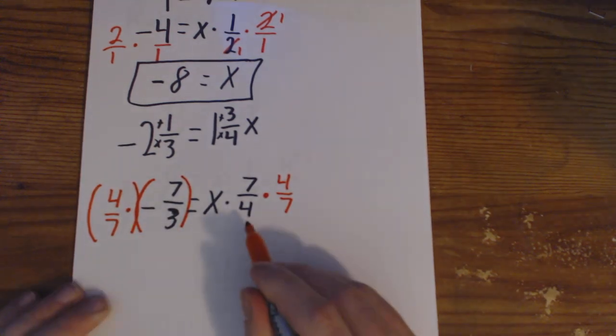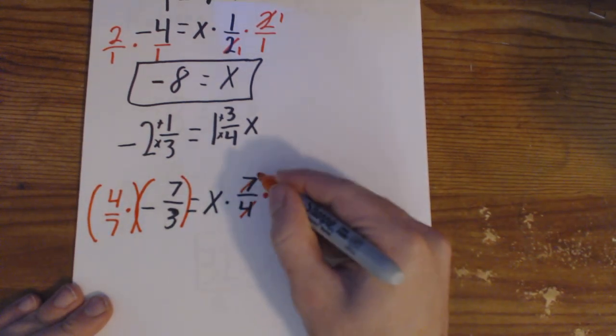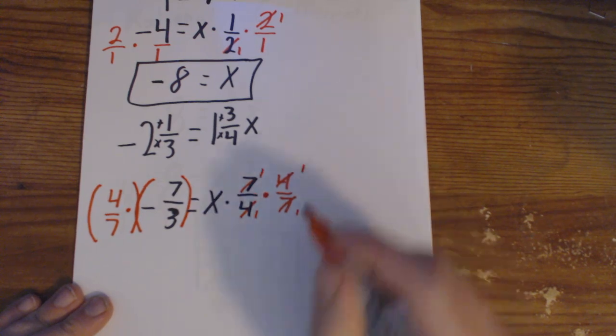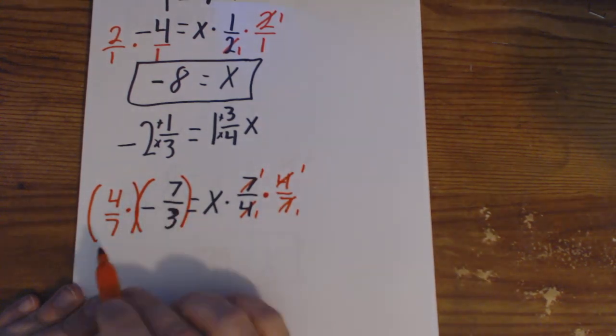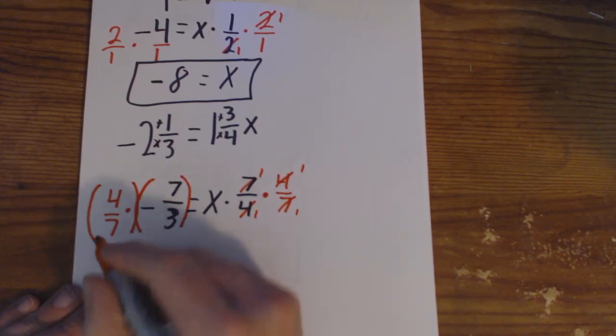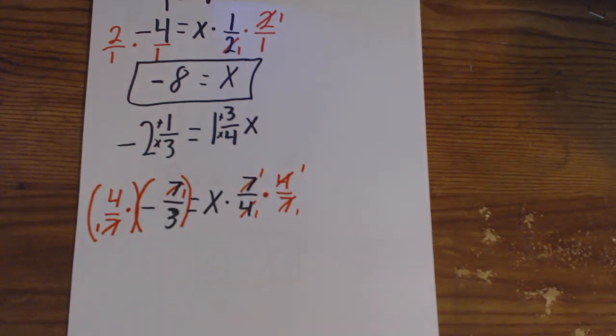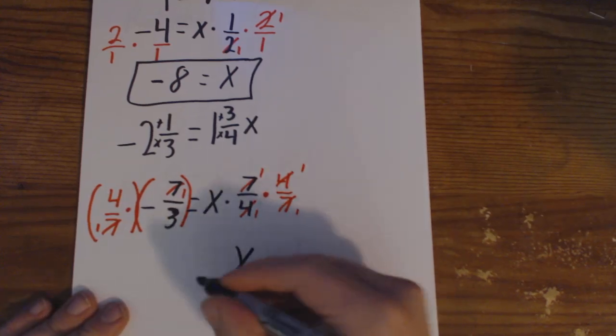So over here, 4 and 4, we get some cross canceling. 7 and 7, we get some cross canceling. All we have left is a bunch of 1s. Over here, we do get some cross-canceling. 4 and 3 are not going to cross-cancel. 7 and 7 will. So let's see what we get for an answer here. This side we have x times 1 times 1. All we have left over there is x.